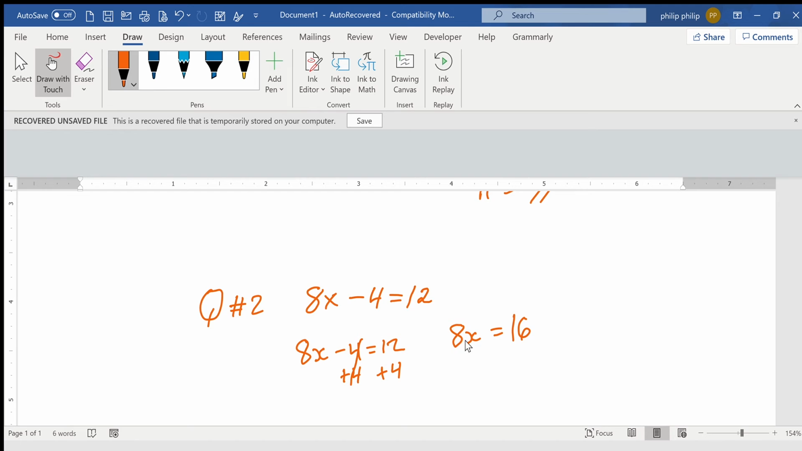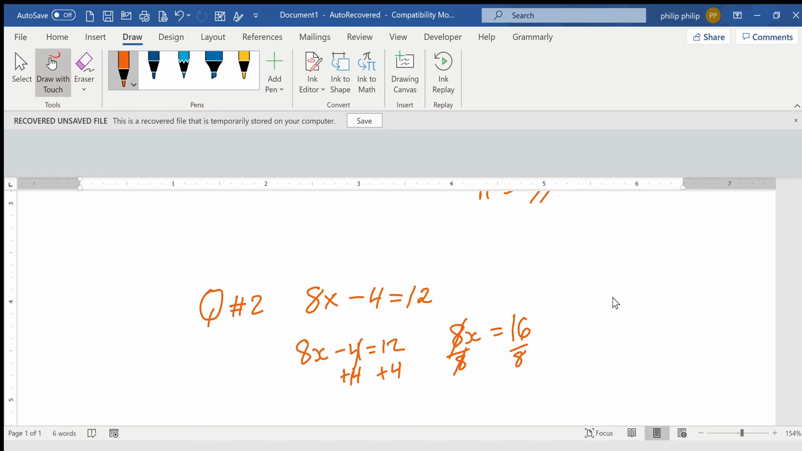So now to find our x, we divide both sides by 8. Now the reason we're dividing by 8 is because we have 8 times x, so multiplication. The opposite operation of multiplication is division. So we divide both sides by 8.